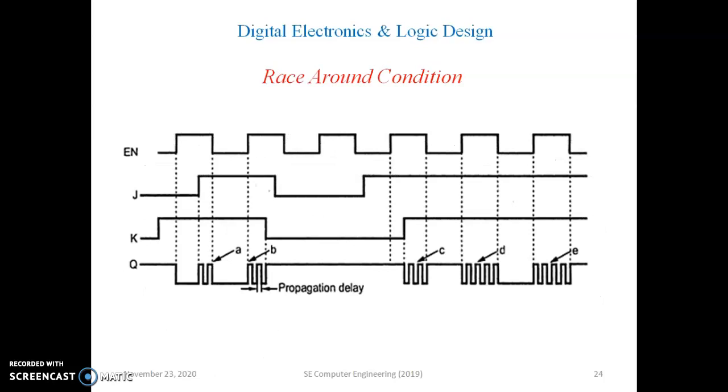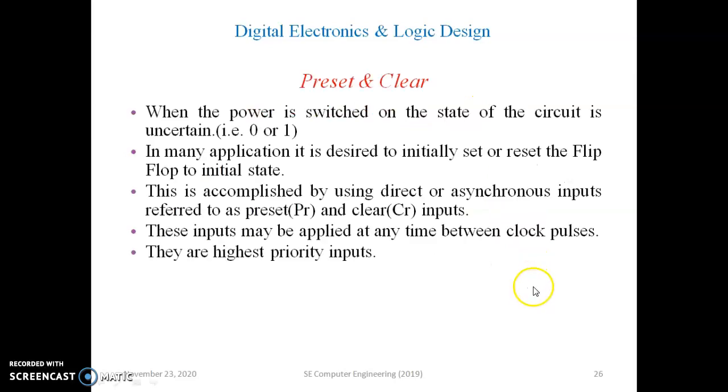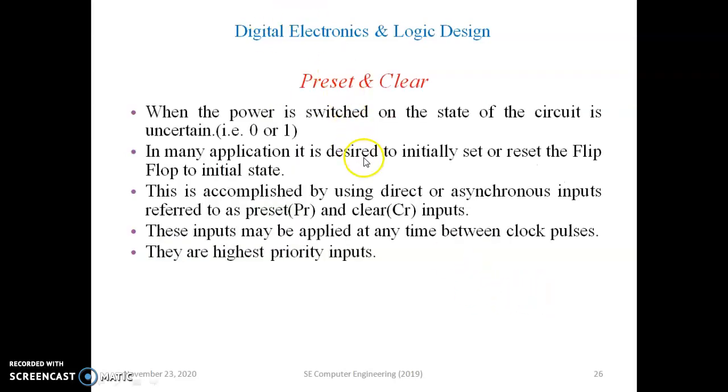So this is the example of race around condition. With the help of the clock signal you can see the J and K inputs as well as the outputs also. Preset and clear are the asynchronous inputs. You can apply those inputs to the flip-flops.